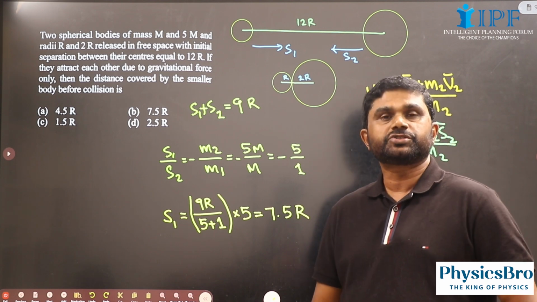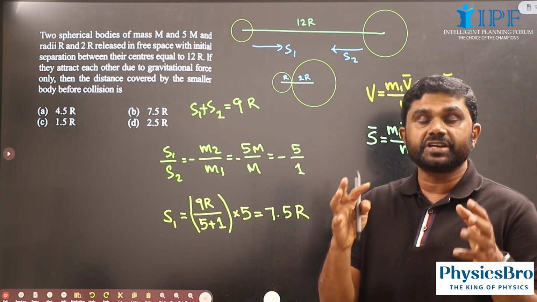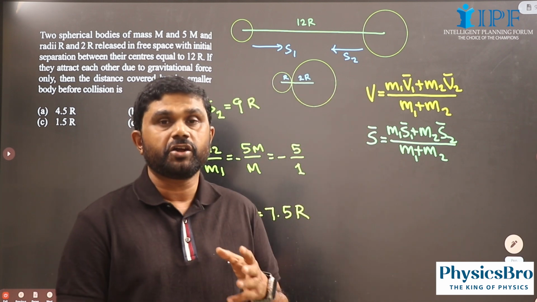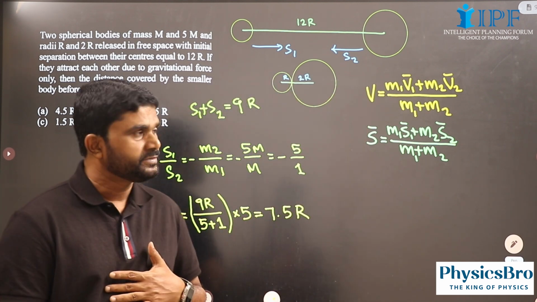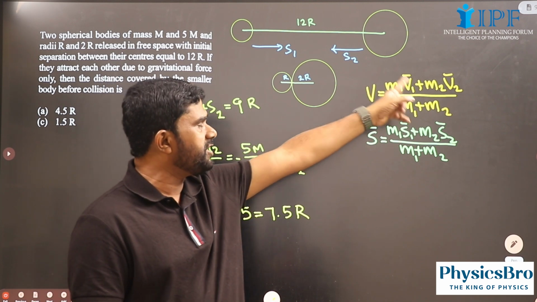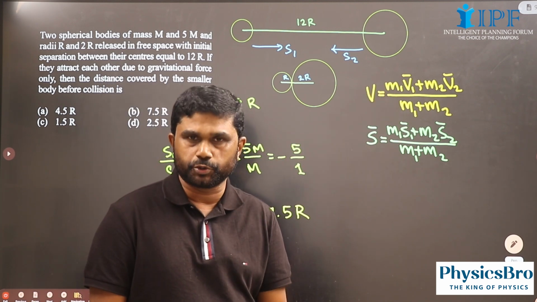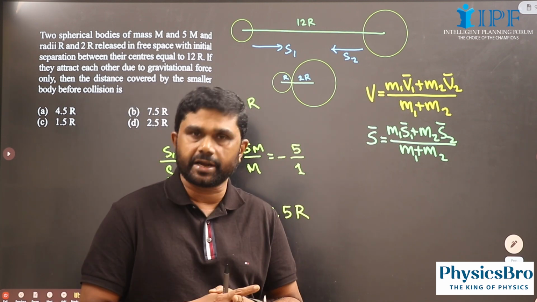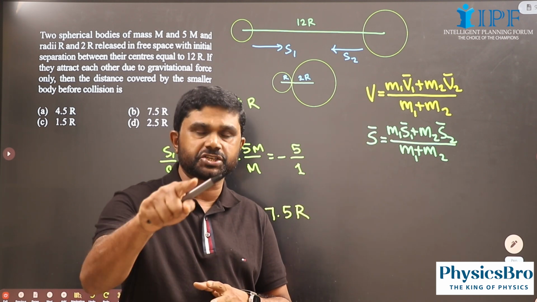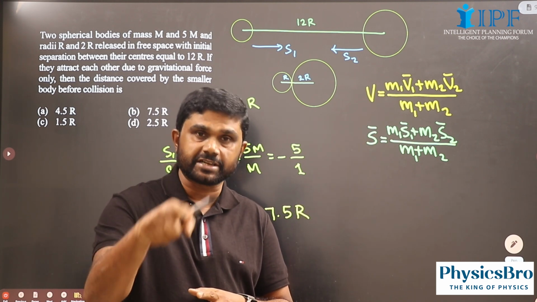Okay, now see, initially both the spheres were at rest. Okay, then what would be the velocity of the center of mass initially? How do you find the velocity of the center of mass? Capital V equals (m1 v1 plus m2 v2) by (m1 plus m2). Initially both the spheres are at rest, so the velocity of the center of mass will be 0, or initially the center of mass is at rest.